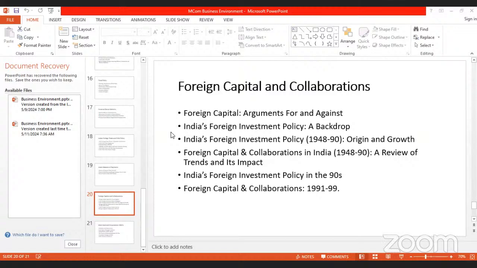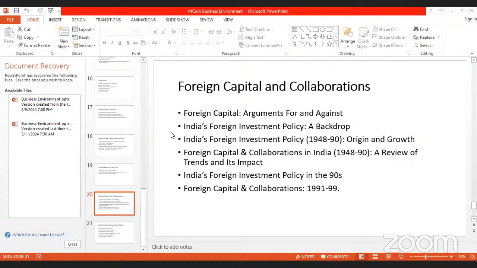Then there was diversification of sectors. That is, foreign investment diversified beyond traditional sectors into services, IT, retail, and infrastructure. And there were mergers and acquisitions. There was a notable rise in mergers, acquisitions, and strategic alliances between India's and foreign companies. So these were the trends under foreign capital and collaboration of 1991 to 1999. What were the trends? Increased FDI inflows, diversification of sectors, and mergers and acquisitions.